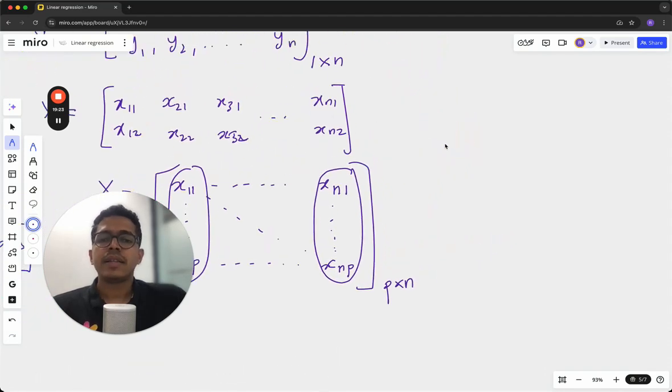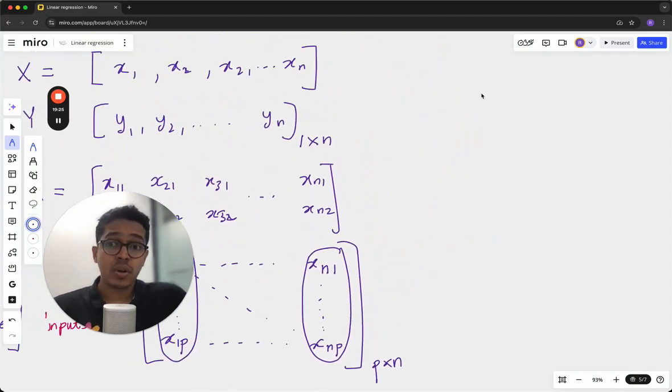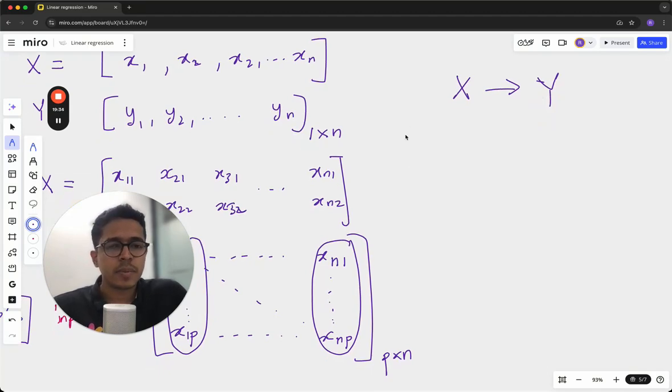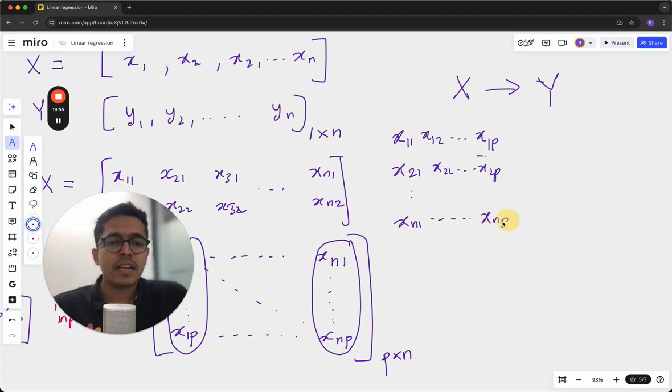Now, how do we create a different version of this? We could also say that X is mapping to Y, and X is such that every row is an experiment. So the first row, which is X11, X12, etc. up to X1p, is the p dimensions corresponding to the first experiment. Then X21, X22, etc. up to X2p, then finally Xn1 up to Xnp.